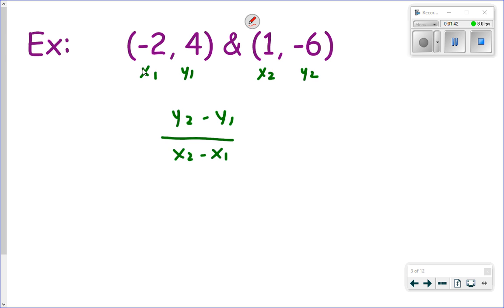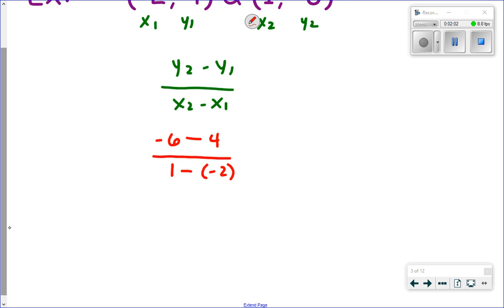Okay, my y2 value is -6, so that's going to go first. Always a minus sign in between. y1 is 4. Okay, on the bottom, x2 is 1, always a minus, and x1 is -2. Notice when I plugged in that negative number there, I put it in parentheses.